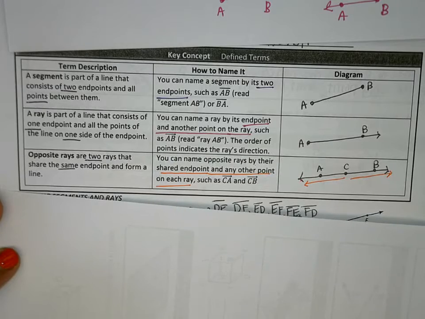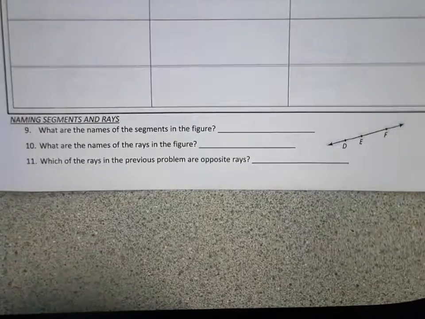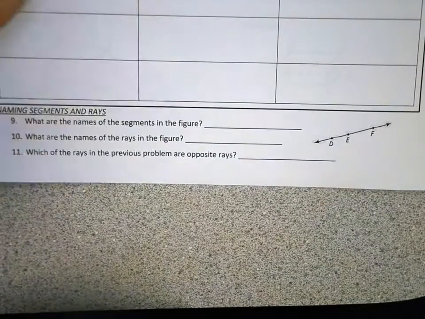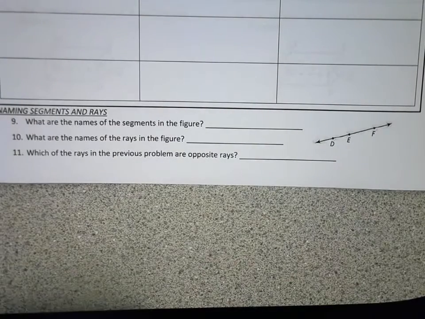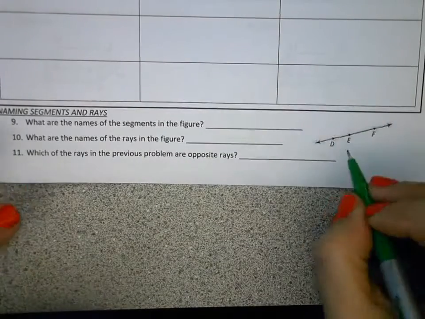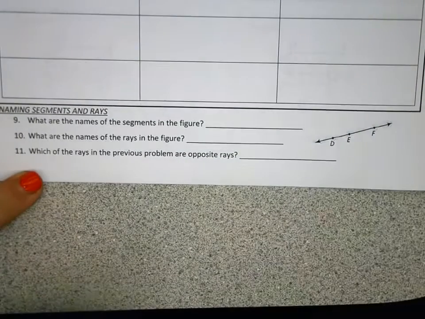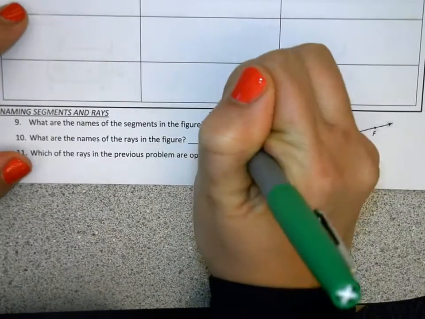So the examples for this one. What are the names of the segments in the figure? So I give you this figure. It's a line and it contains the points D, E, and F. There are several segments on here, so we're going to try and name them all. The first one is there's a segment DE, right? Going from D to E. And we call that, just put the straight line over it. So there's segment DE.